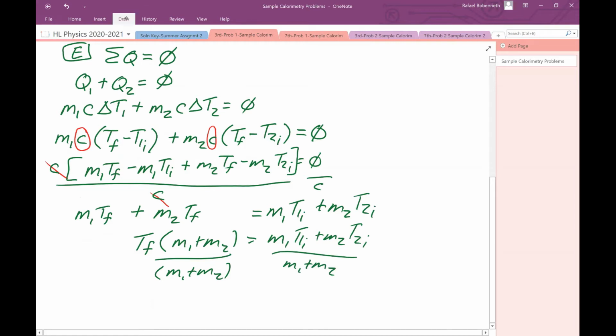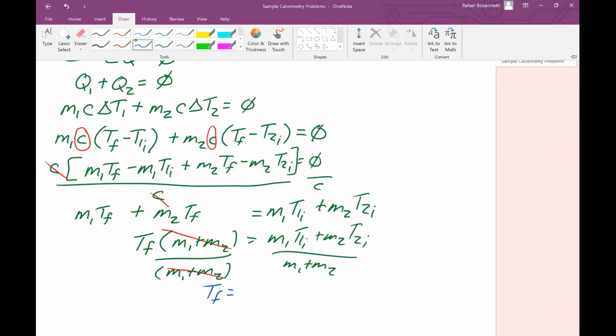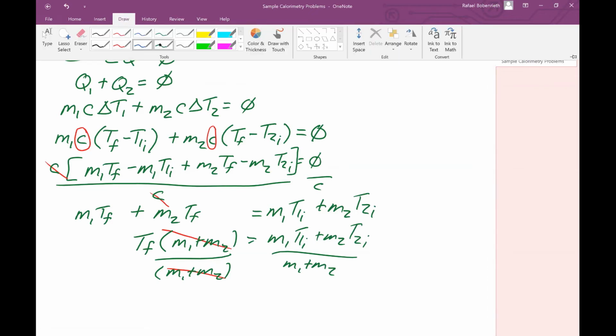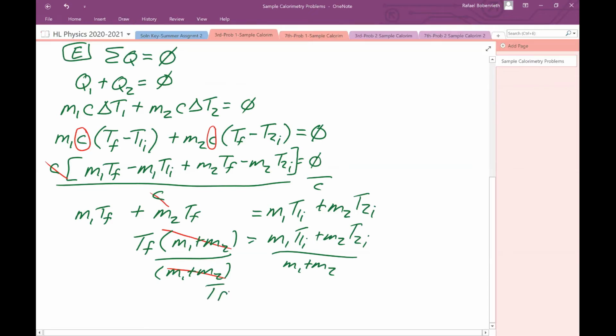And let me, this crosses out. And the final temperature is, whoops, I don't want blue. That was not what I meant. There we go. Final temperature is M1 T1 initial plus M2 T2 initial divided by the sum of the masses.